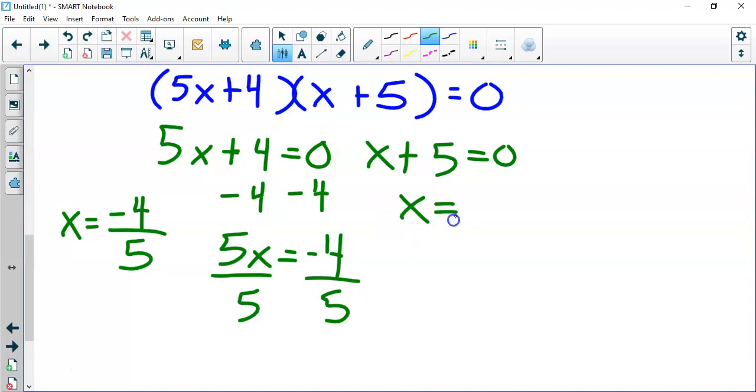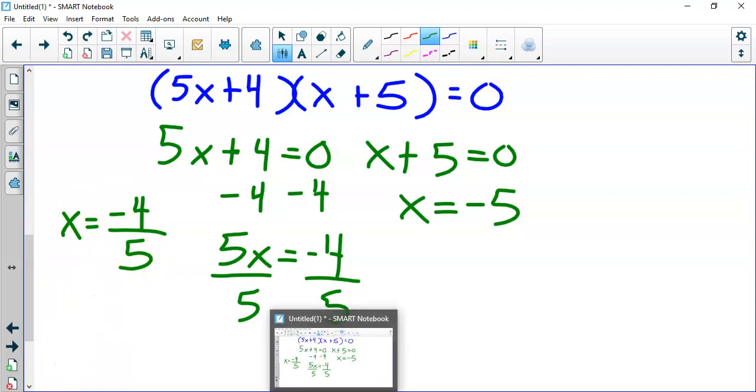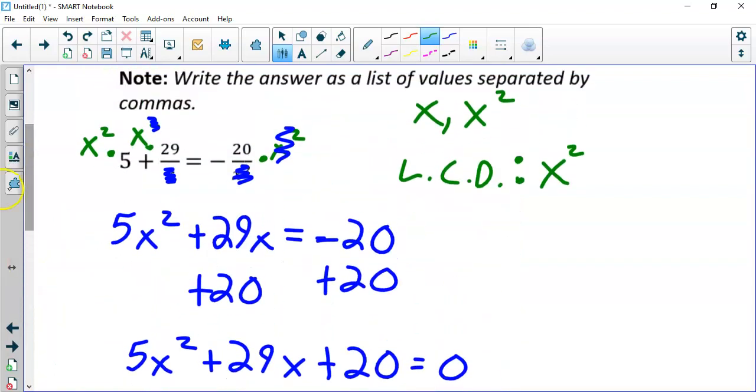How do we solve the other guy? Minus 5. So x is equal to negative 5. So again, what do we got to do? Check. So we're going to check negative 4/5 first, and then we'll check negative 5. And again, what number do we not want? 0. So we come up here. If I plug negative 4/5 in here for x, is that 0? Nope. If I take negative 4/5 and square it, is that 0? Nope. So negative 4/5, valid.